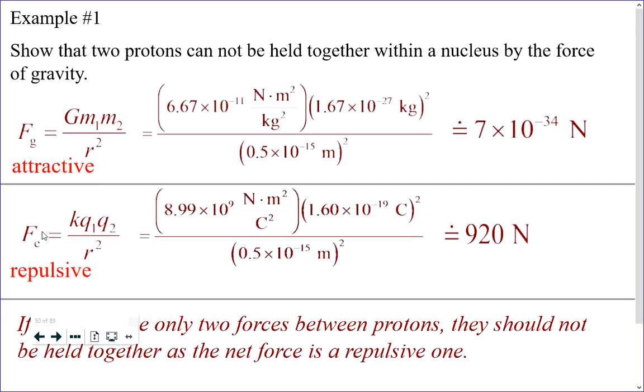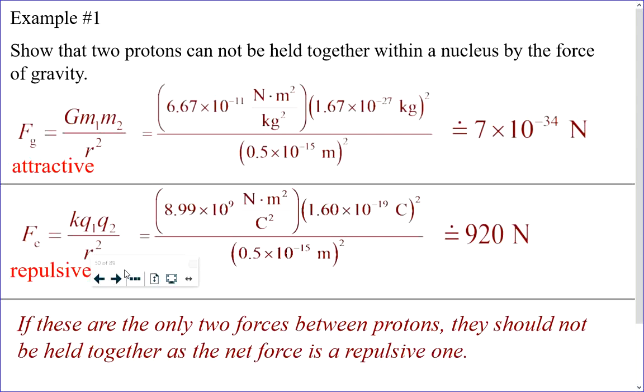920 newtons is the force that would be required for you to lift 92 kilograms off the ground. 92 kilograms is a little over 200 pounds. Okay? That's a large force pushing these tiny particles away from each other. And the bottom line is that if these are the only forces between the protons, if you have an attractive force pulling them together that's really tiny and a repulsive force that's huge, we can take the repulsive force and subtract the attractive force to find out the net force.